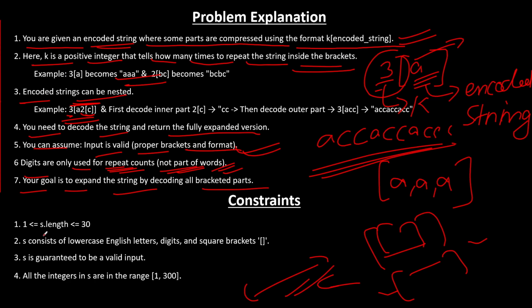The constraints are that the length of the string would be from 1 to 30. Then s will consist only of English letters, digits, and square brackets. And s is guaranteed to be a valid input, so you don't have to put any edge case for invalid inputs. And all the integers in s are in the range 1 to 300. So I hope you got some understanding of the problem. Now let's move to the next slide.